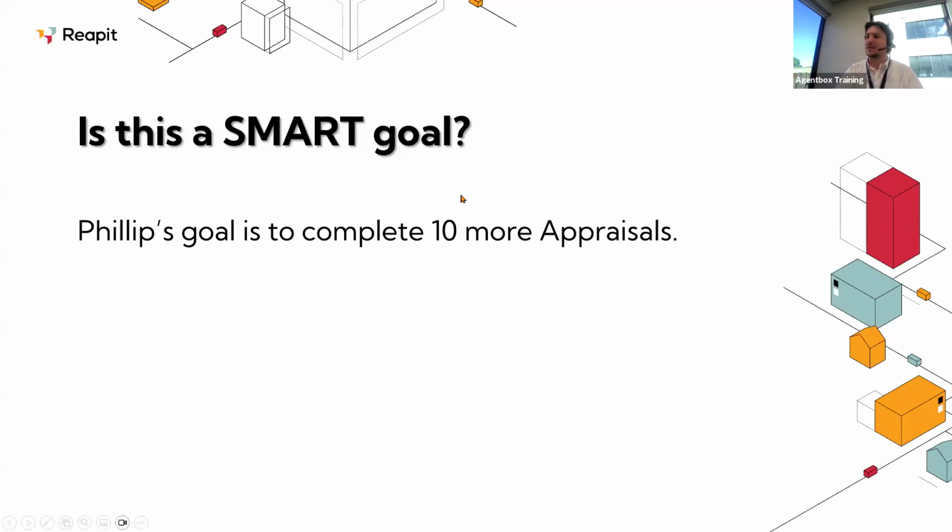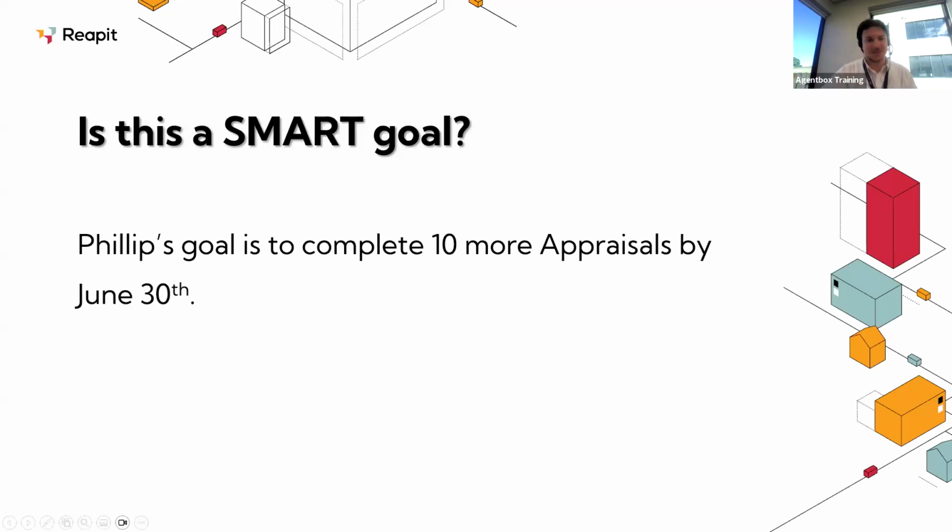All right, is this a SMART goal now? We've added: Philip's goal is to complete 10 more appraisals. What do we think? Yes or no in the chat, guys? No, yeah, still some opportunities, from Adam. Agreed. Again, there's no time-bound component. It's better, correct, Ellie, but it could be improved once more.